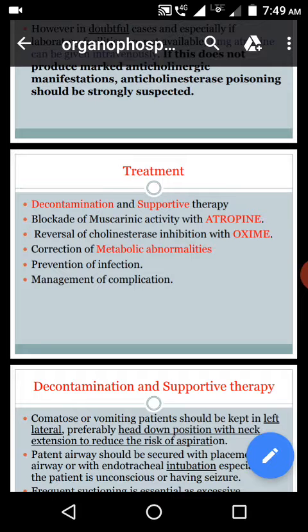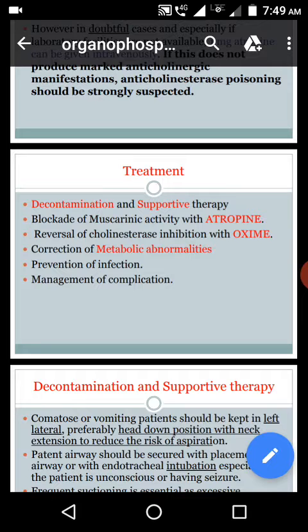Next, what are the different types of organophosphorus compounds? How do these compounds produce their toxic effect, the mechanism? Later on, the manifestations of organophosphorus compounds: muscarinic, nicotinic, central actions. Next manifestations are neurological manifestations.